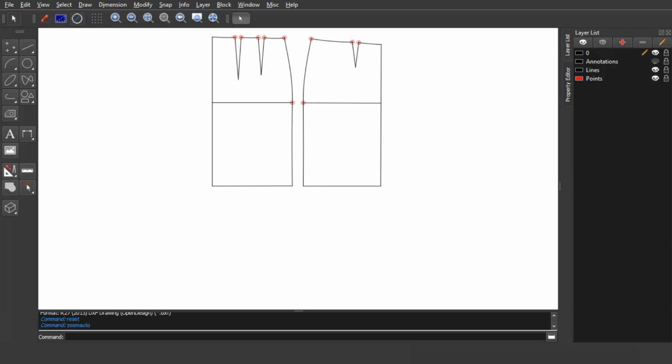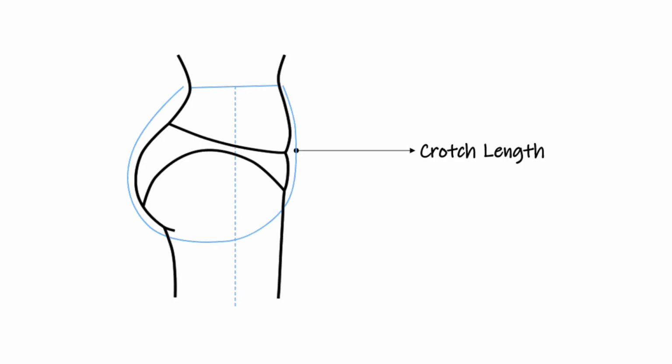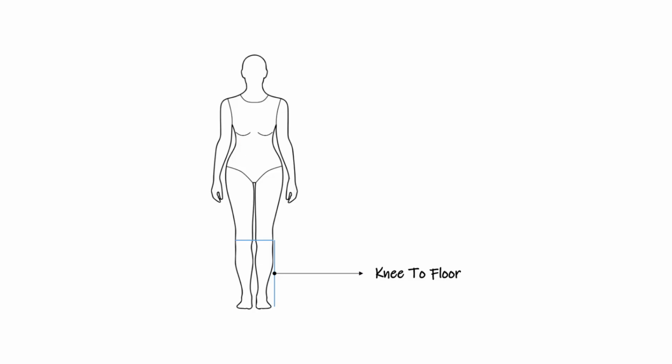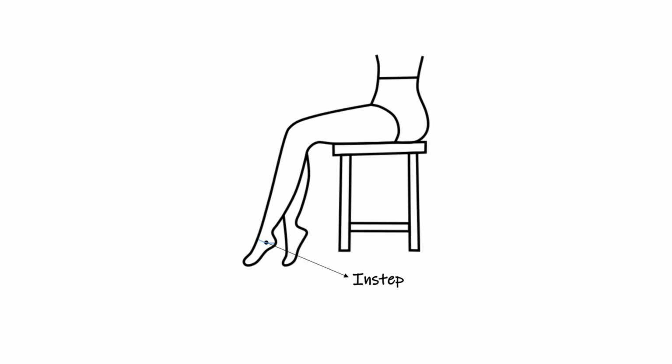We will need the following additional measurements. Body rise, measure it on the side and add 1 centimeter ease. Crotch length, measure from the center front at the waist under the crotch to the center back at the waist. Knee to floor, knee circumference, measure it sitting and add 2 centimeters ease. Instep, measure around the foot here and add 2 centimeters ease.